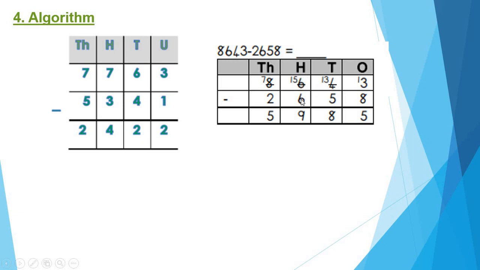Then you've got 5 minus 6, which also can't happen because the 6 is too big to subtract from the 5. Now you go and borrow. You borrow 1 from the 8, and then there's 7 left over. This becomes 150. It's 1,500 minus 600. And you are left with 900, or 9 in the hundreds place. Then you've got 7,000 over here minus 2,000, which is equal to 5,000. So 8,643 minus 2,658 is equal to 5,985.